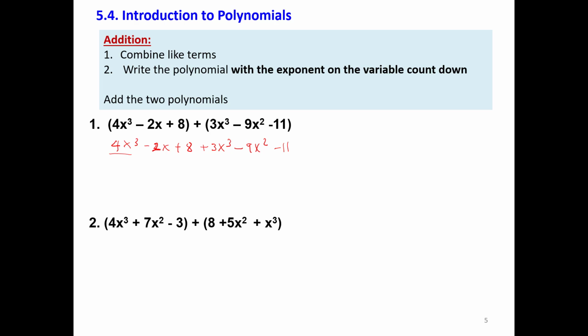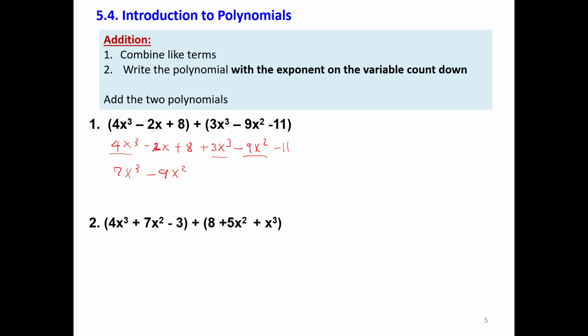And we had 4x to the third, 3x to the third. These two are like terms, then we can combine them. 4 plus 3 is 7, then we had 7x to the third. Then we want to write with the variable count down. Then the next term should be negative 9x to the second. We don't have any other like term for negative 9x to the second.